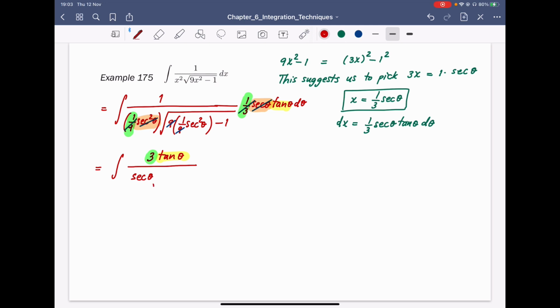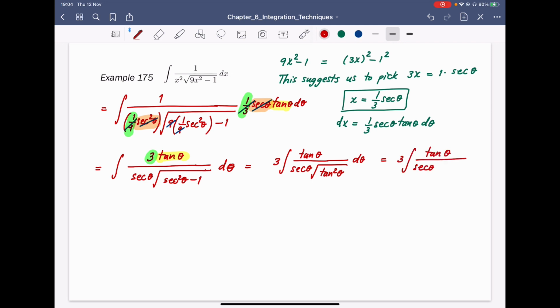All right, and also we have the square root of sec squared minus 1. Interesting, right? And d theta, sorry. Then now we have 3 times the integral of tan theta over sec theta times the square root of sec squared minus 1. This is tan squared, so the square root is actually the absolute value of tan. So you can see we have 3 times the integral of tan theta over sec theta absolute tan theta d theta.